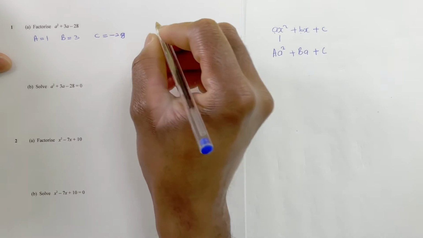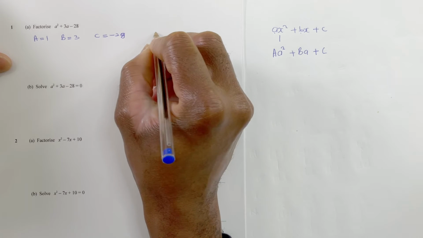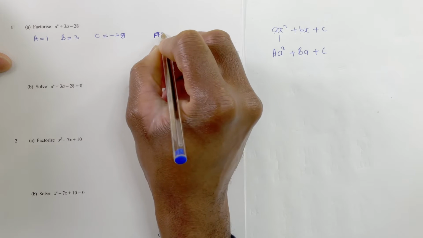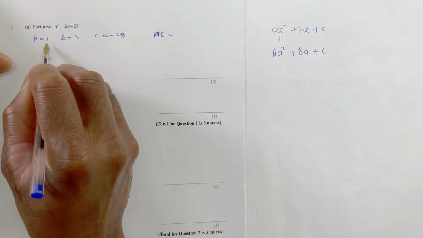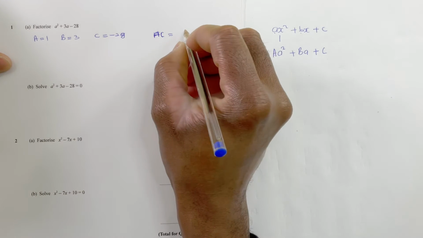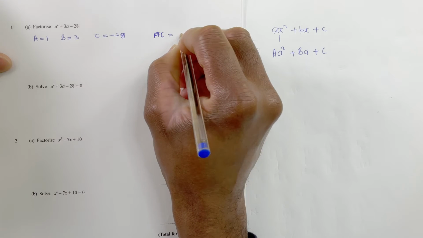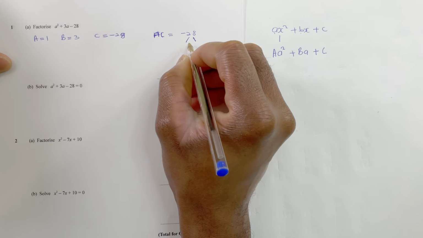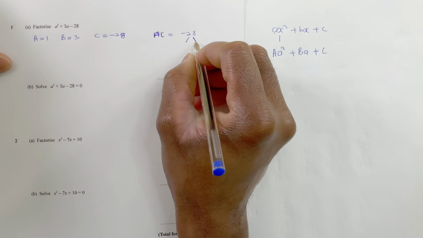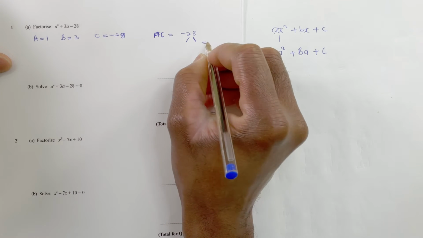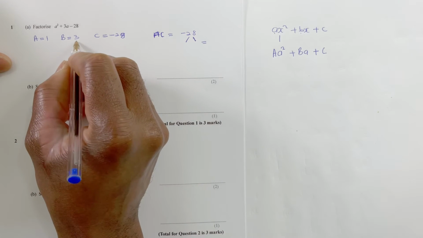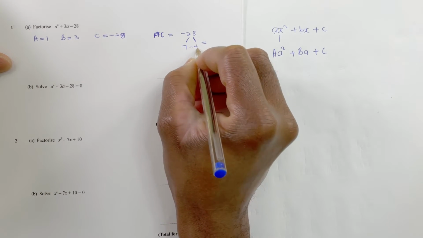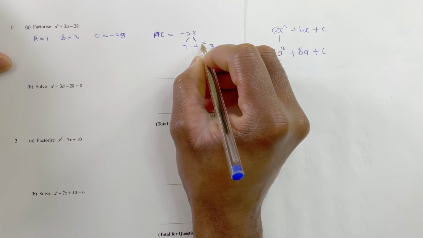Also, I know that if I found AC, that would be 1 times minus 28, and that would be minus 28. I need two numbers that will give me minus 28 when I multiply them together, and when I add them together, it will give me 3. So that would be 7 and minus 4, and that will be 3.